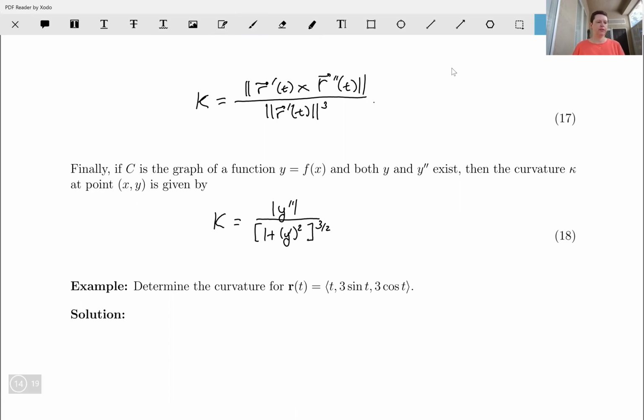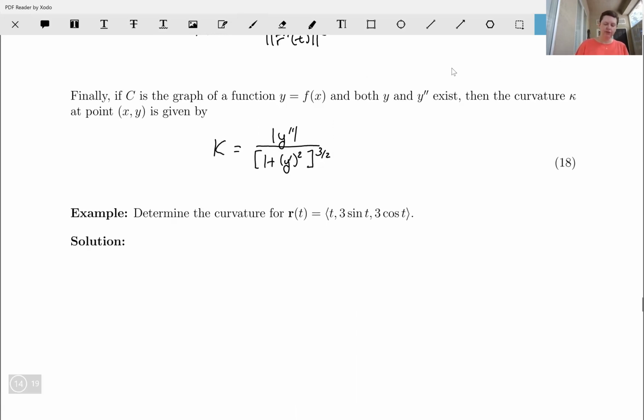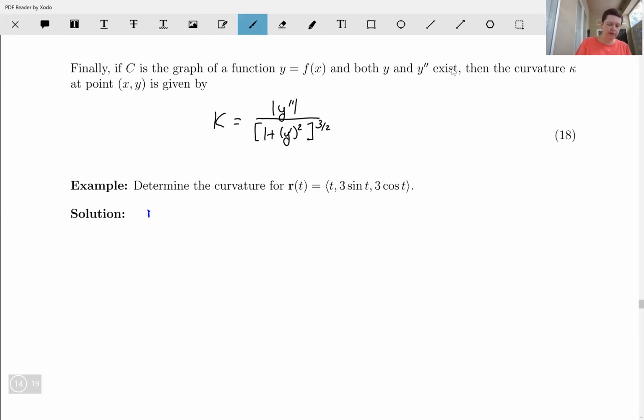So let's do an example of one of the more wicked ones, a three-dimensional vector valued function. Let's determine the curvature for the function defined by the vector t, 3 sine t, 3 cosine t. It's pretty easy to find the tangent vector r prime of t. Just take the derivative of each of those terms. The derivative of t is 1. The derivative of 3 sine t is 3 cosine t. The derivative of 3 cosine t is minus 3 sine t.